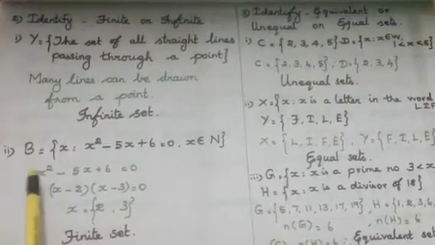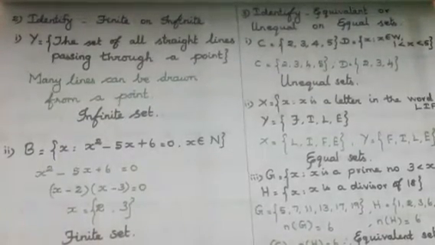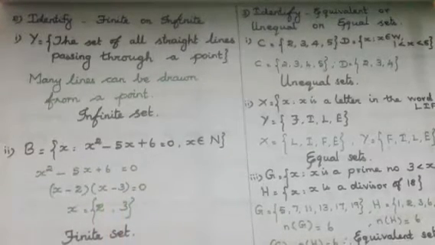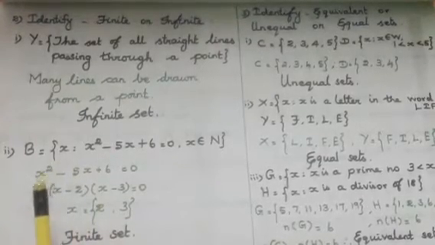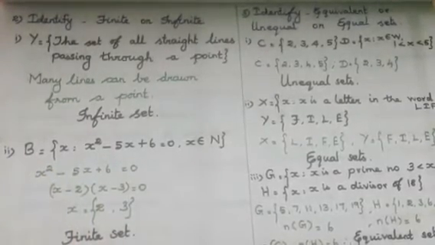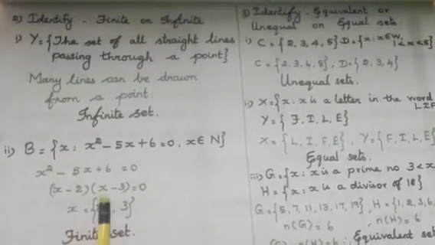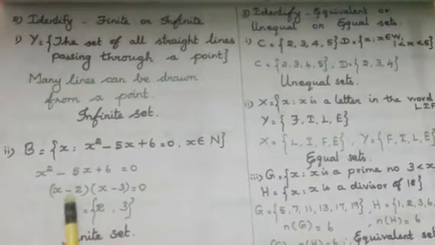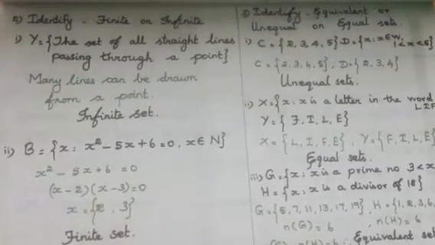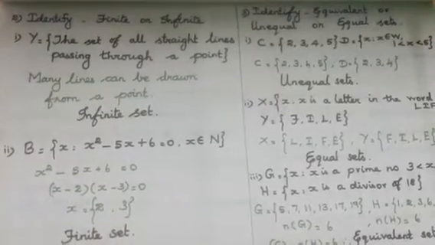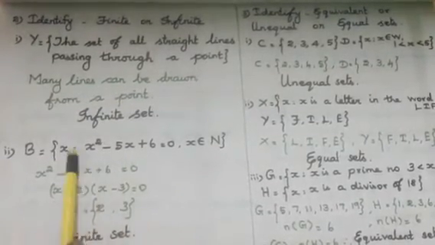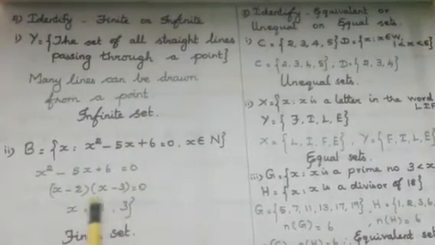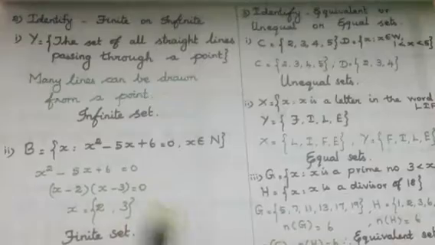When we multiply two numbers we get 6, and when we add the same two numbers we get -5. What are the numbers? -2 and -3. When we multiply -2 and -3 we get +6. When we add -2 and -3 we get -5. So (x - 2)(x - 3) = 0. From this we get x = 2 and 3. In this set we have only two elements, so it is a finite set. If we have any quadratic equation, its set has only two elements, so it is a finite set.